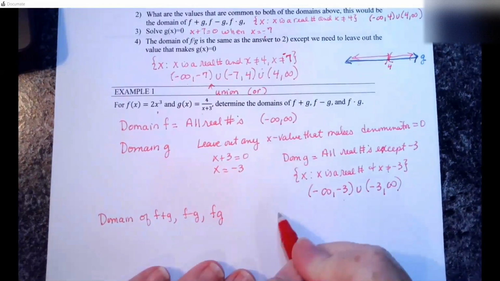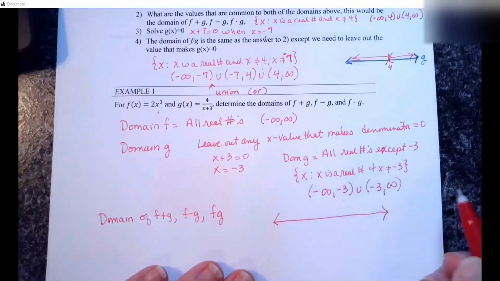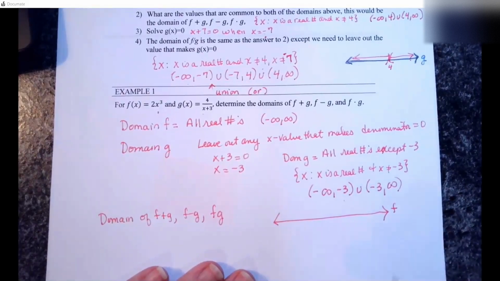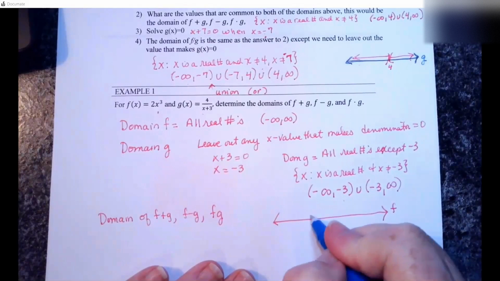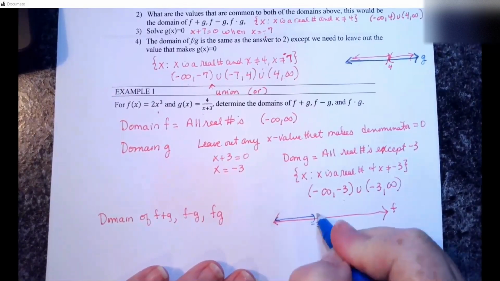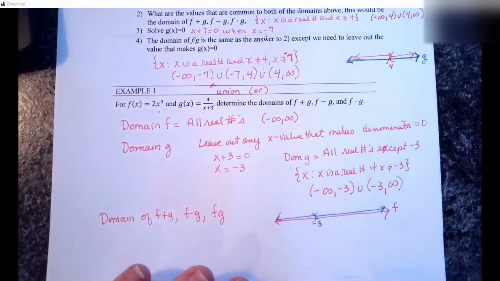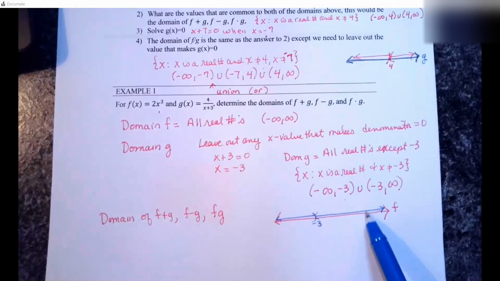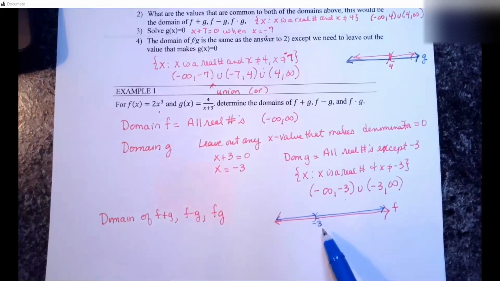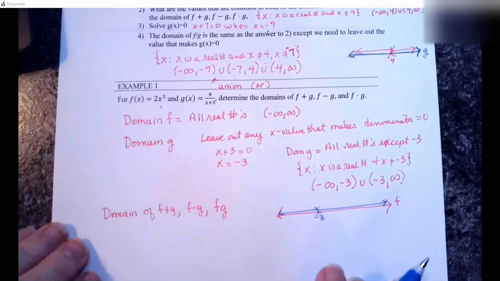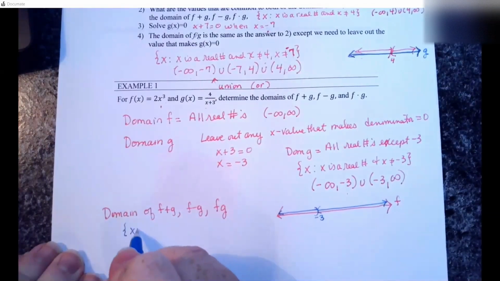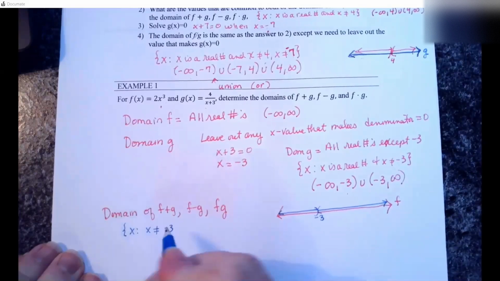But on the number line, if you look at it, the domain of f would be the whole number line, everything on here. And the domain of g would be everything on there except -3. So it would go here and here. And when you're looking for the intersection, what you're looking for is where they're both true. So you have both the red line and blue line. The only exception is actually at x equals -3. So the domain of the sum, difference, and product would be the set of all x such that it is not -3, and of course x is a real number.